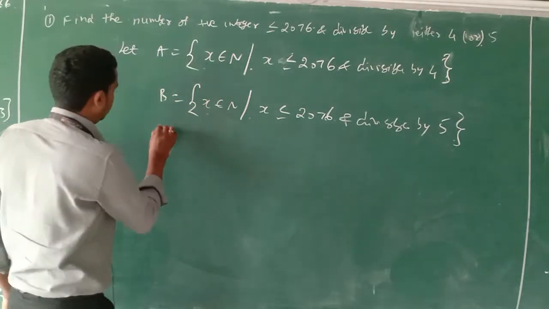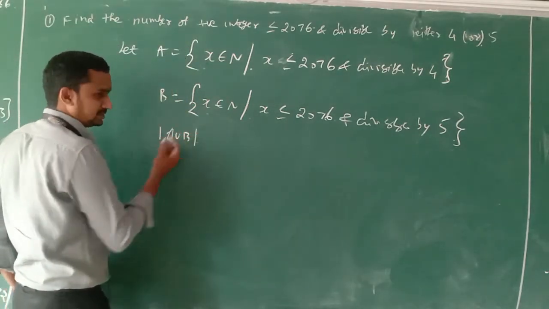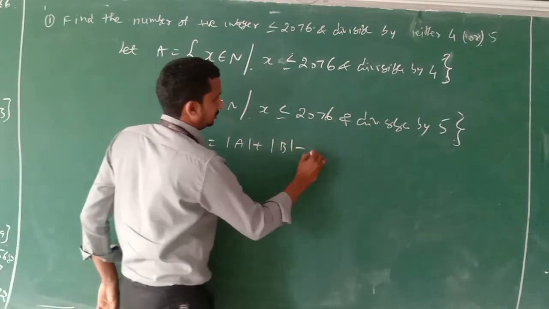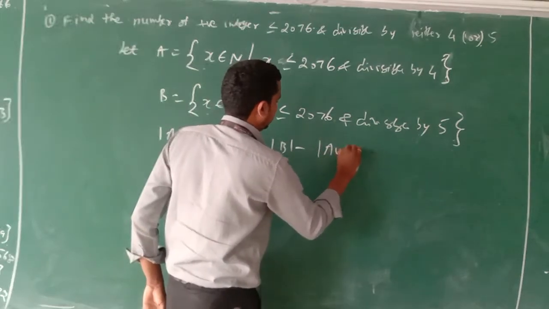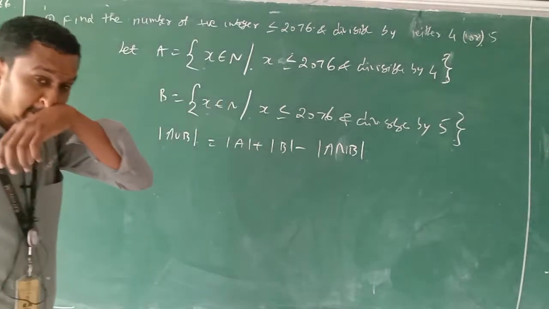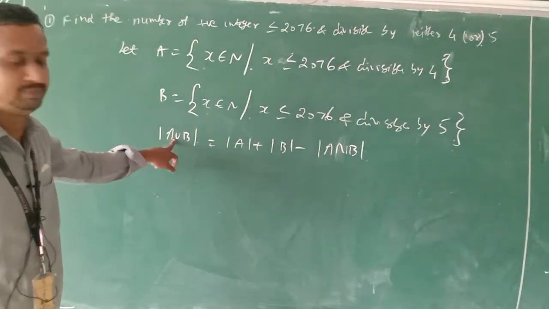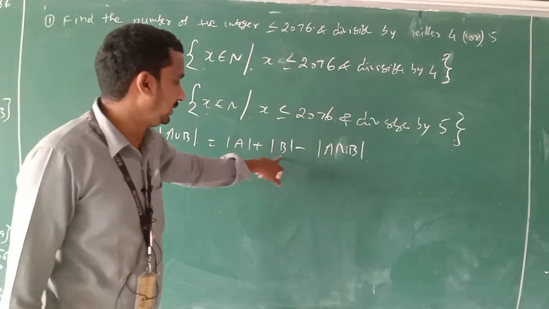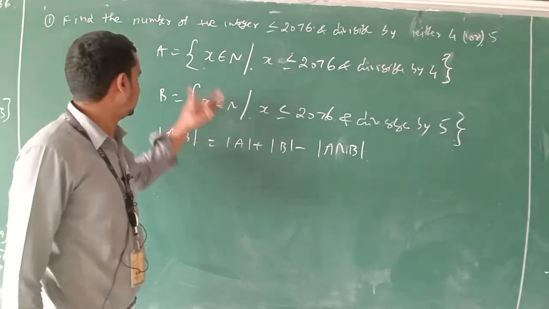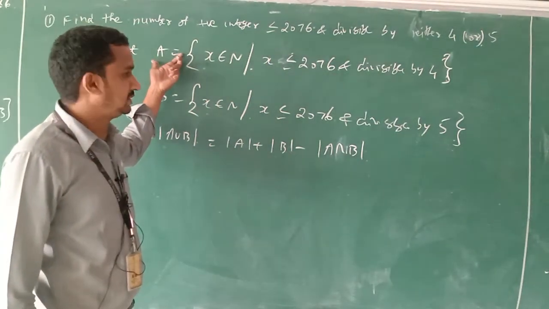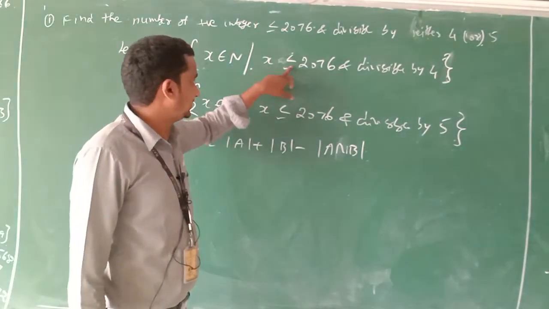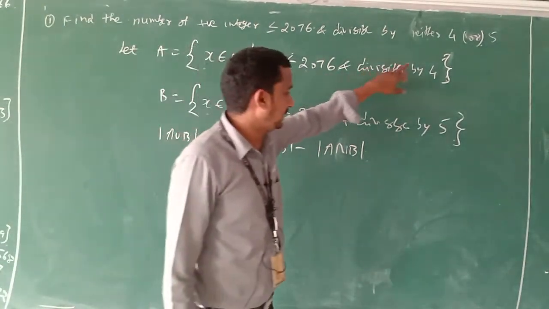Write it as modulus of A union B equal to modulus A plus modulus B minus modulus A intersection B. By the inclusion principle, modulus A union B equals modulus A plus modulus B minus modulus A intersection B. Now write modulus A. Modulus A is nothing but the set of all A values, the set of all x belonging to N, where x is less than or equal to 2076 and divisible by 4.